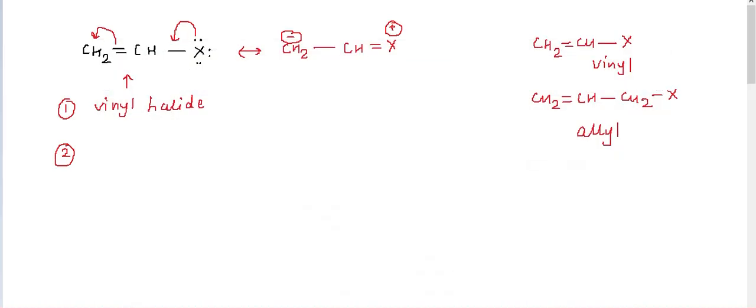Now, bond length. See, the lone pair of halogen is in conjugation with this carbon-carbon double bond. If it is in conjugation with the carbon-carbon double bond, then the bond length is shorter, because if there is a double bond, the bond length is shorter. After resonance we get this double bond, so the bond length is shorter.